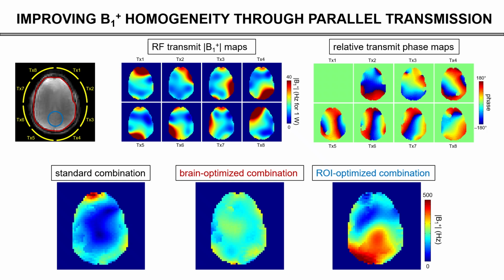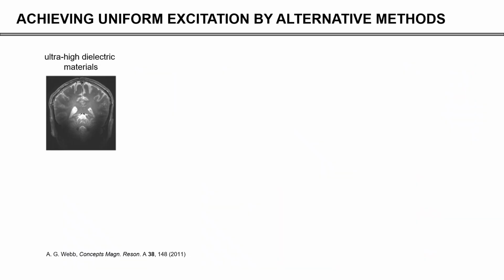So parallel transmission is definitely widely available. It is pretty much standard on 7 Tesla and higher, but of course it is quite an expensive option. Are there maybe some other cheaper options out there? Well, already more than a decade ago, Andrew Webb described one of the first methods, which basically used ultra-high dielectric materials for proton imaging at 7T.